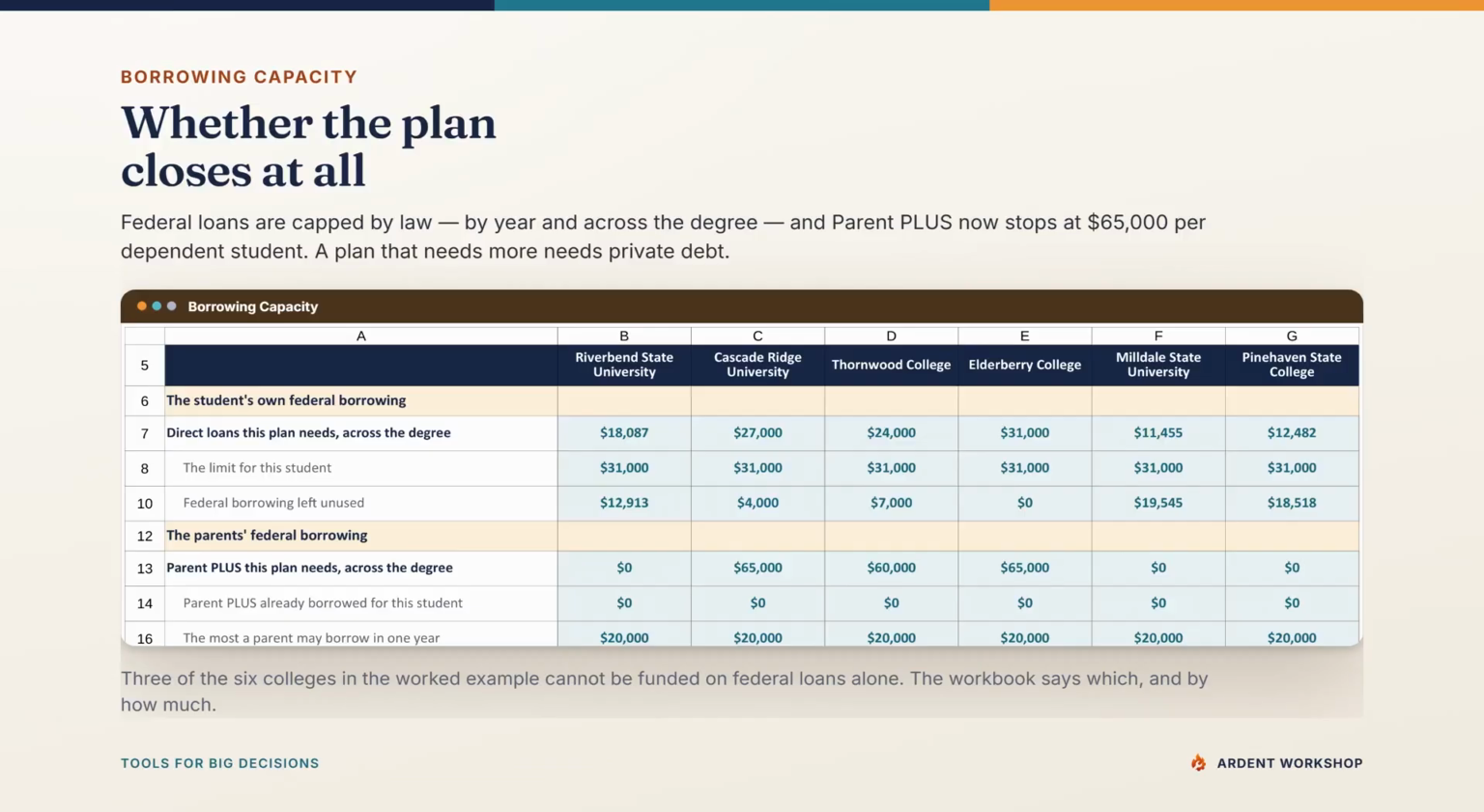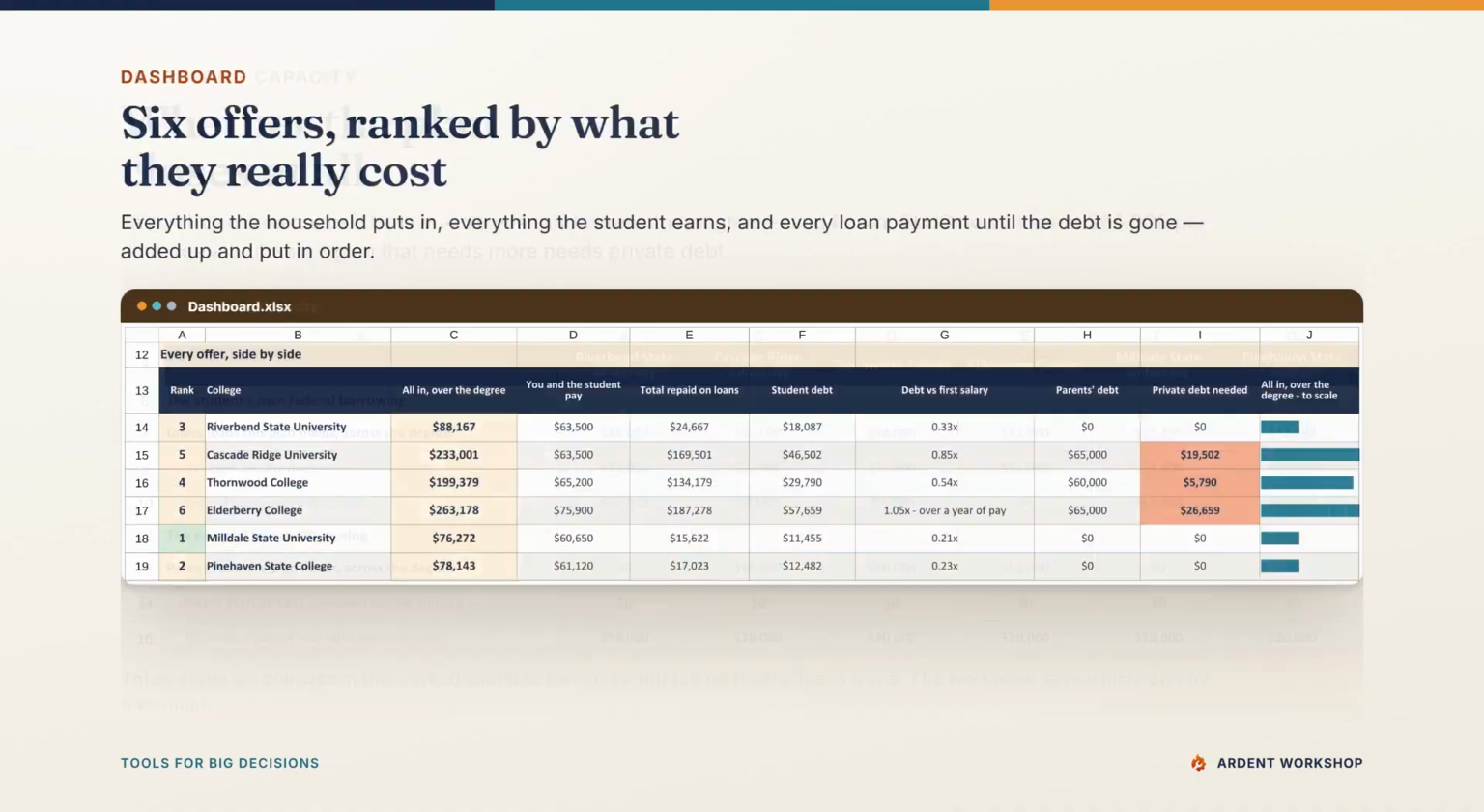The workbook fills each year in the order the rules actually allow, then tells you plainly which colleges only close with private debt. Everything the household puts in, everything the student earns, and every loan payment until the debt is gone, added up and put in order. Beside it, the same 6 ranked the way the letters would have you rank them.